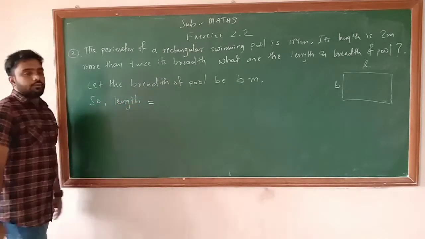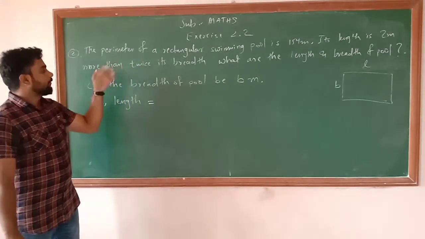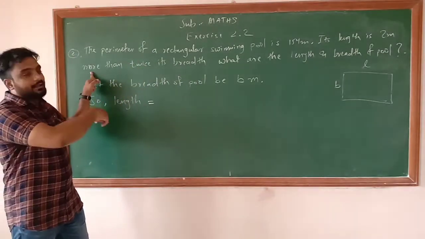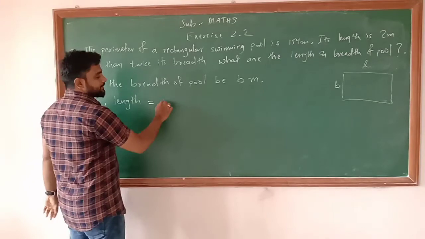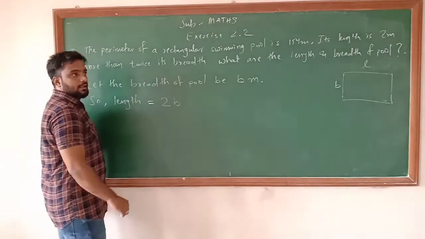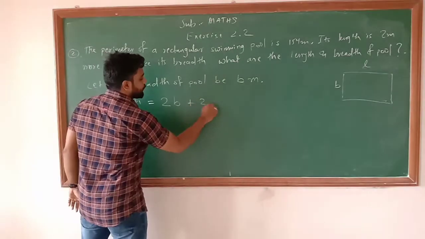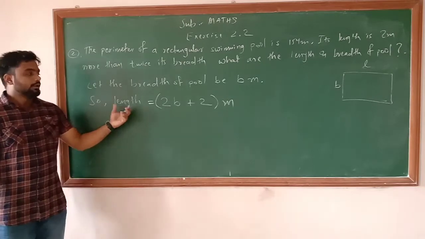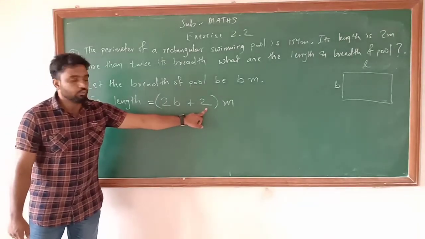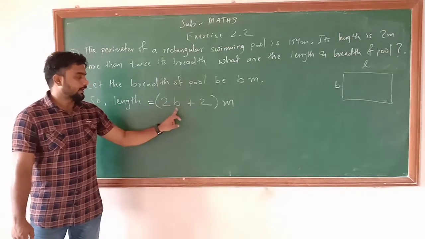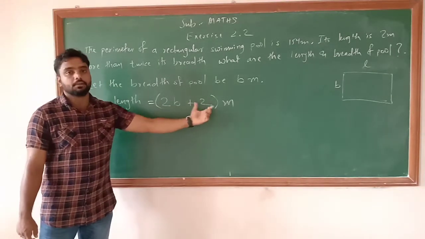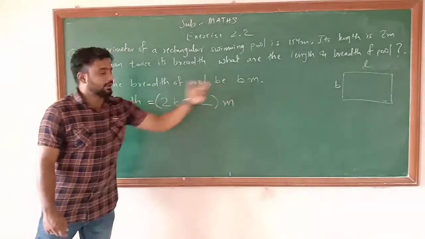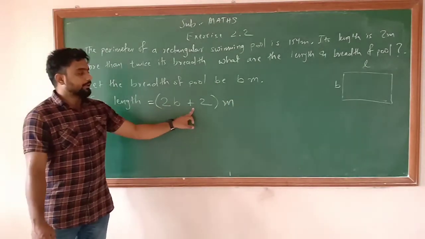So length is equals to, now what is the comparison between the length and the breadth? Twice its breadth, 2 meter more than twice its breadth. Means twice its breadth means 2b. And how much meter more? So it is plus 2 meter. So this is the value of the length. Length कितनी होगी? 2 meter more than twice its breadth, that's why we are taking 2b plus 2 meter. So here we already considered the breadth as b meter and the length as 2b plus 2 meter.